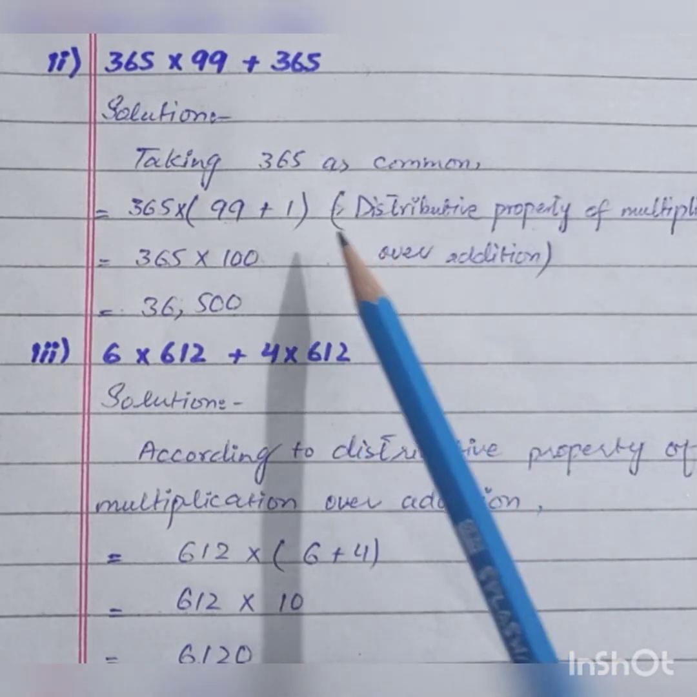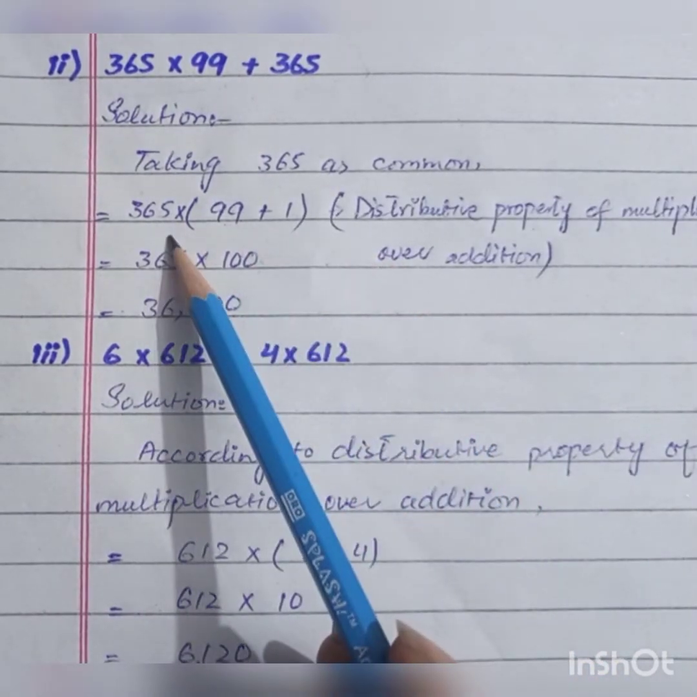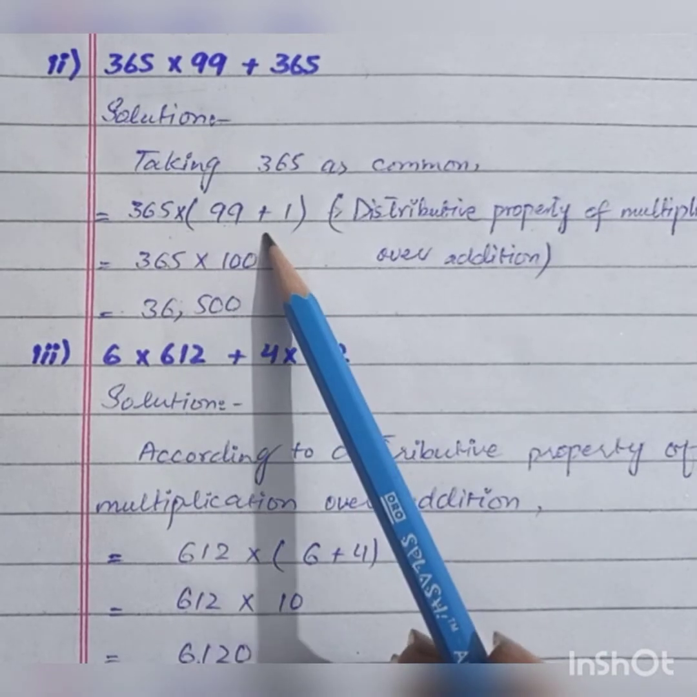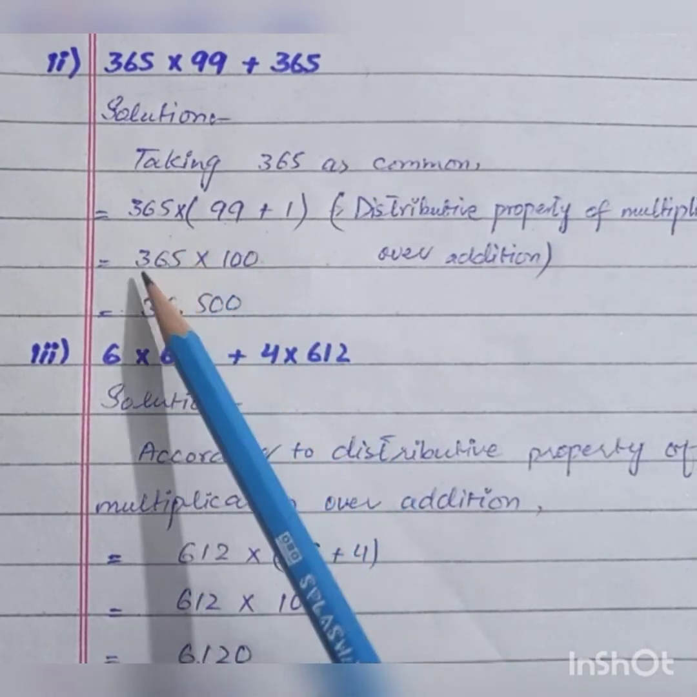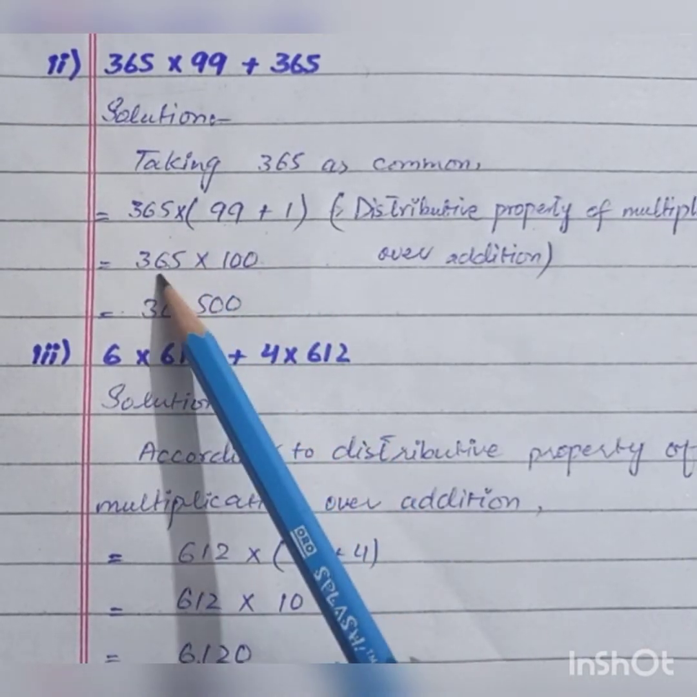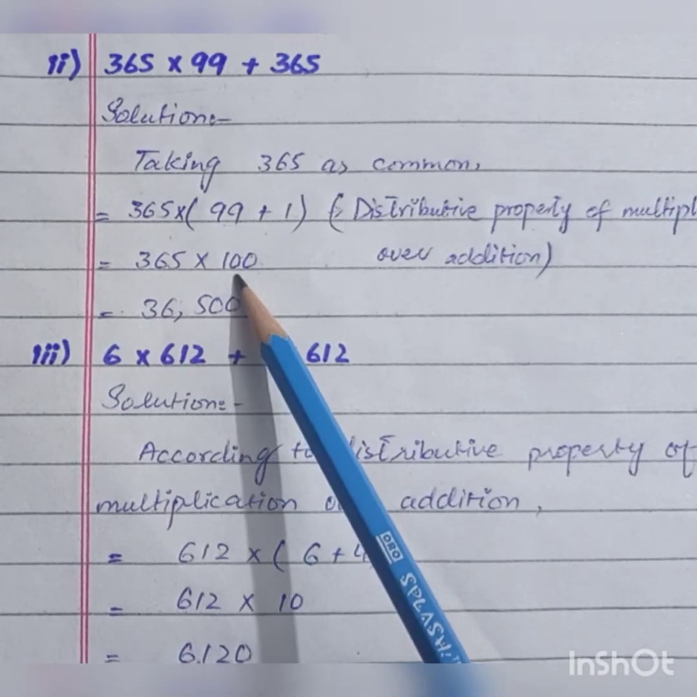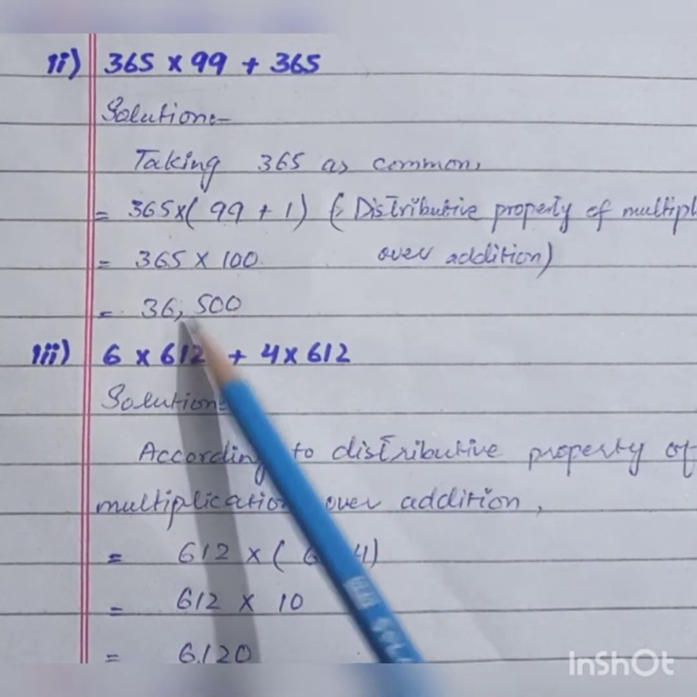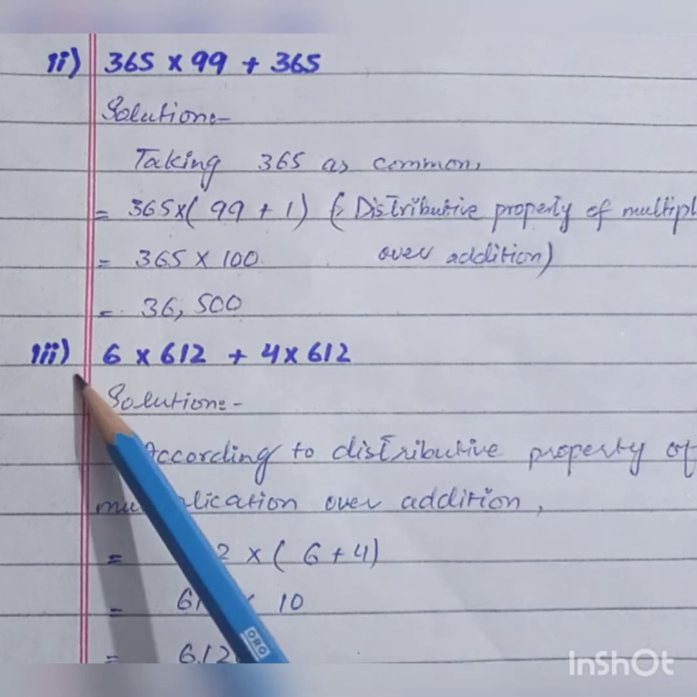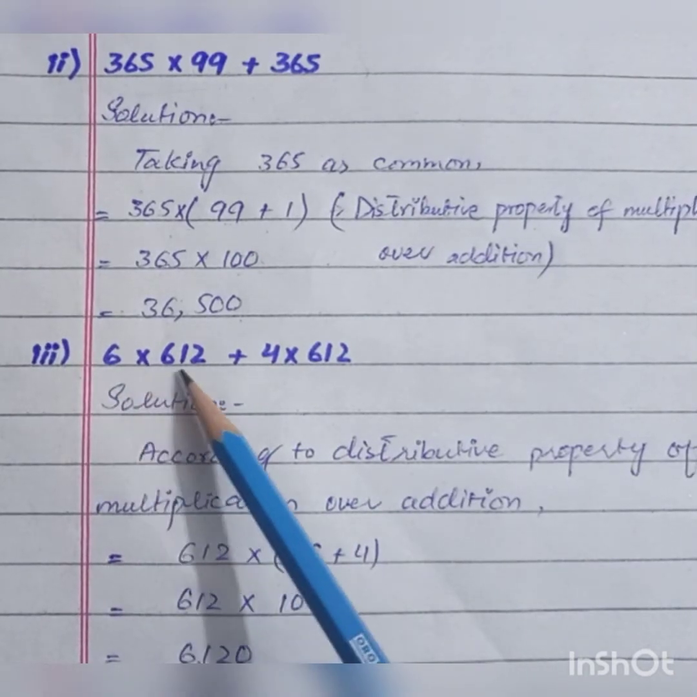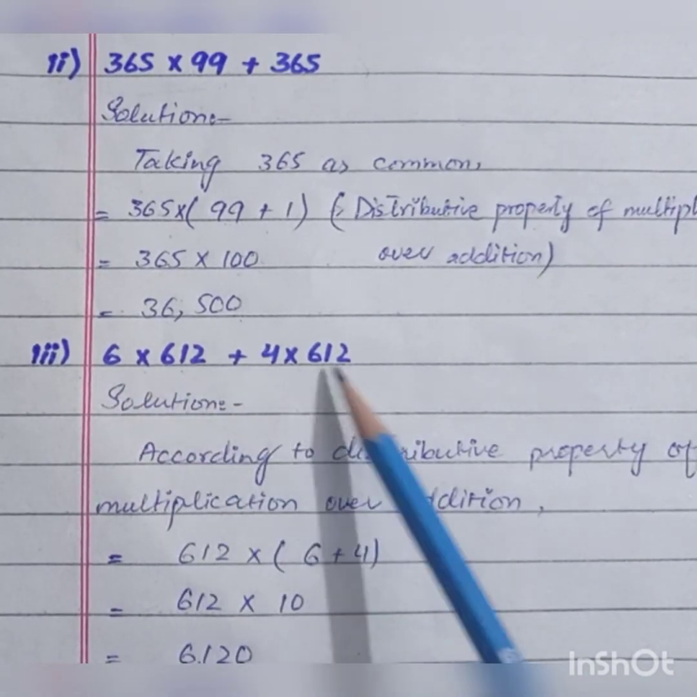Students, we can see that here also the distributive property of multiplication over addition exists. So 365 as it is, and now we can easily multiply it by 100. The answer is 36,500.